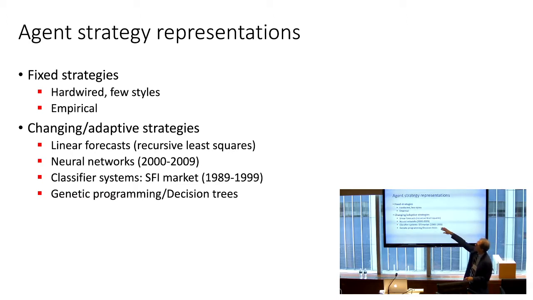I spent my time fiddling with neural networks in the 2000s. And what I'll show you today, believe it or not, is linear forecasting systems. And there are also researchers out there who have worked on maybe the monster of all evolutionary systems, something known as genetic programming, which effectively looks like evolving decision trees.